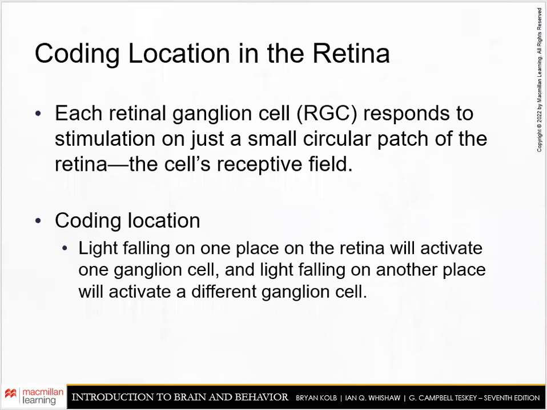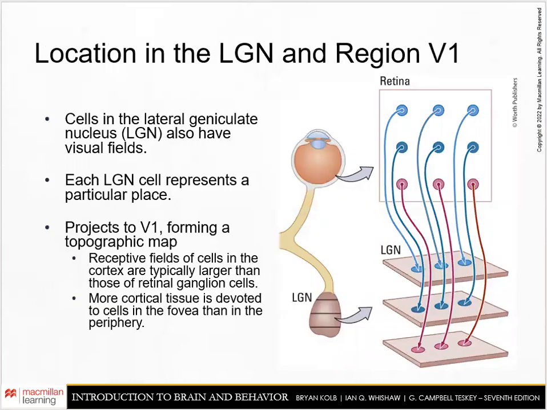Each of the retinal ganglion cells, or RGCs, respond to the stimulation on just a small circular patch of the retina, the cell's receptive field. And then there's this coding of location. So light falling on one place of the retina will activate one ganglion cell, while light falling in another place will activate a different ganglion cell. That's really helpful, as the cells in the lateral geniculate nucleus also have these receptive fields, and each LGN cell represents a particular place. So it projects to V1, forming a topographic map.